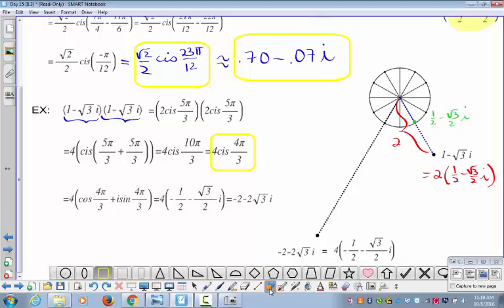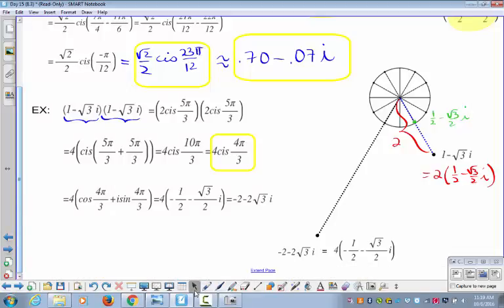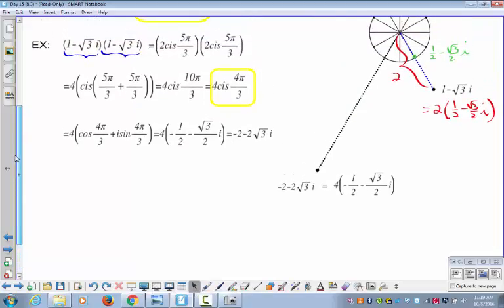Subtracted 2 pi. If we're going to subtract 2 pi with the denominator of 3, we're subtracting 6 pi over 3. So 10 pi over 3 minus 6 pi over 3 is 4 pi over 3. All right, so if you were asked for the trigonometric form, you'd stop there. If we want to get back to a plus bi form, so standard form, then we evaluate the trig functions.